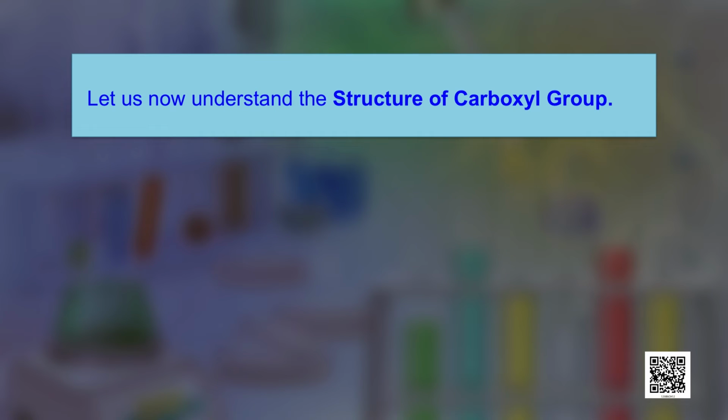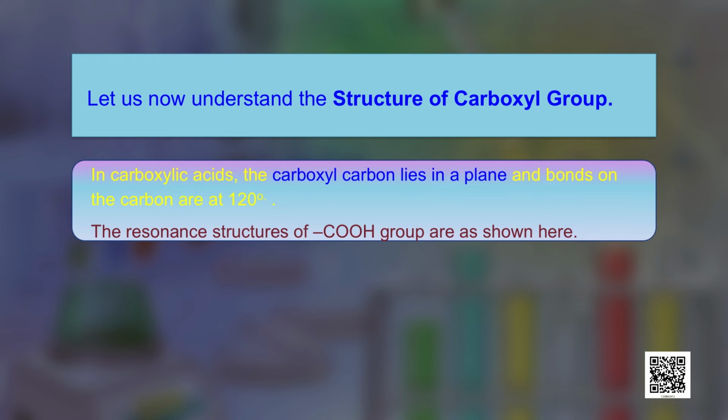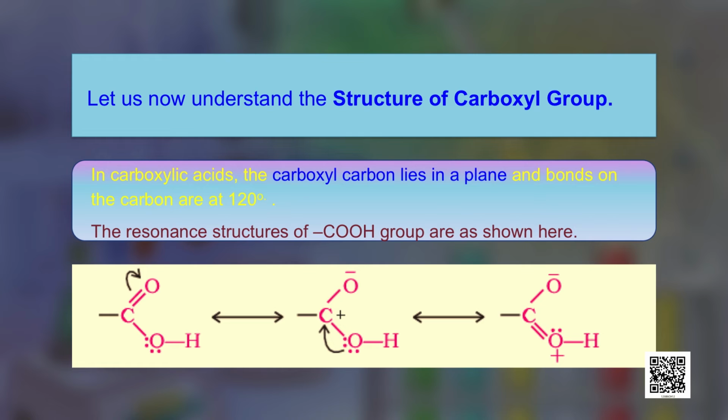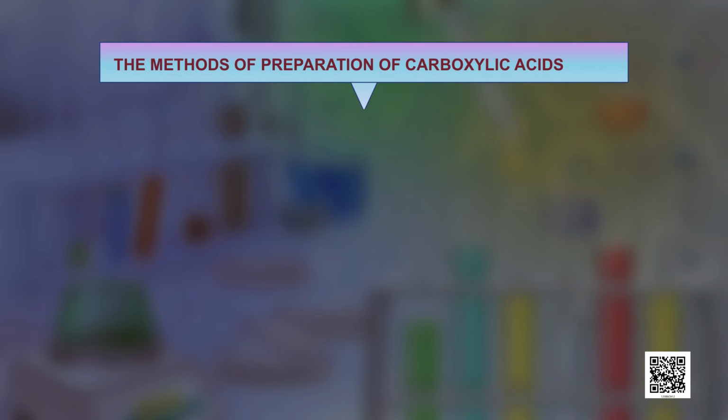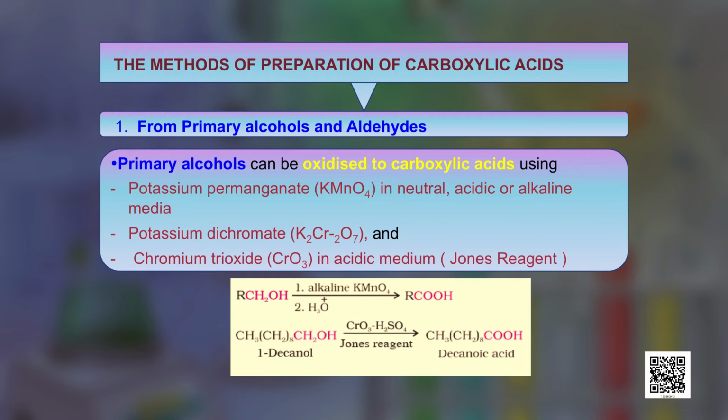Now, after understanding the nomenclature of carboxylic acids, let us see the structure of the carboxyl group. In carboxylic acids, the carboxyl carbon lies in a plane and the bonds on the carbon are at 120 degrees. The resonance structures of the COOH group are as shown here. You can see. We will now discuss the preparation of carboxylic acids, and there are several methods which can be used to prepare them. We will discuss a few important ones.